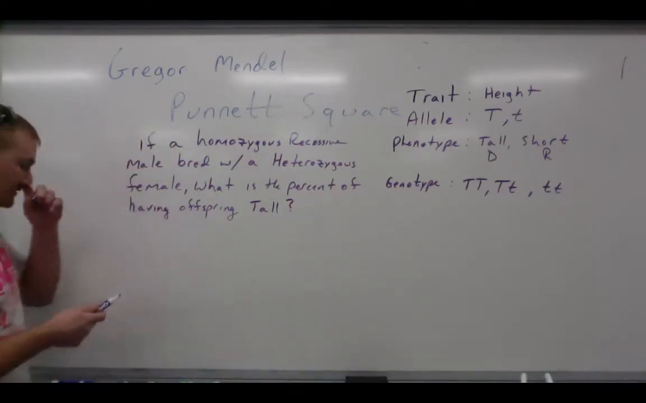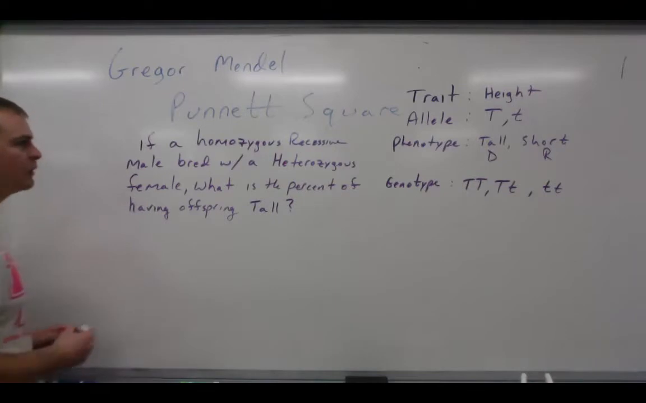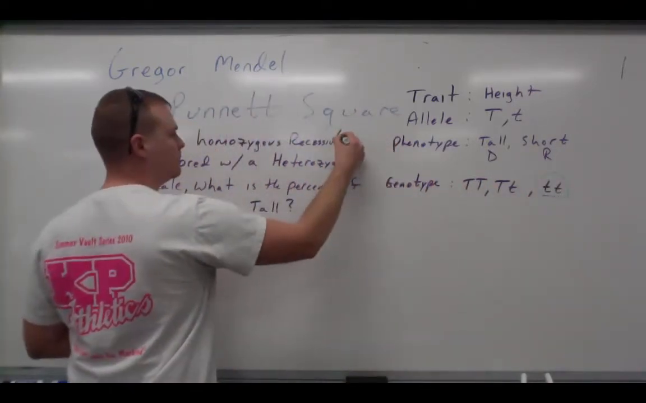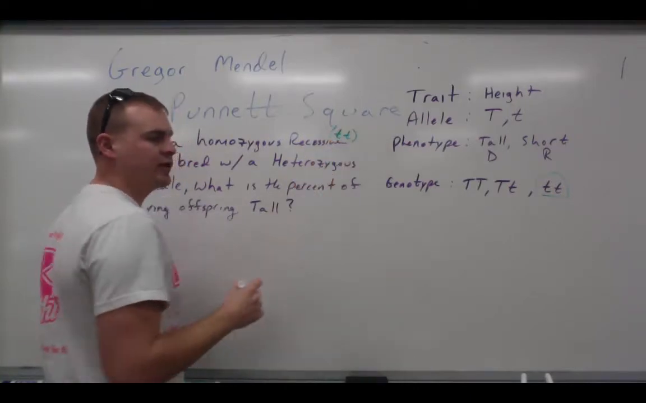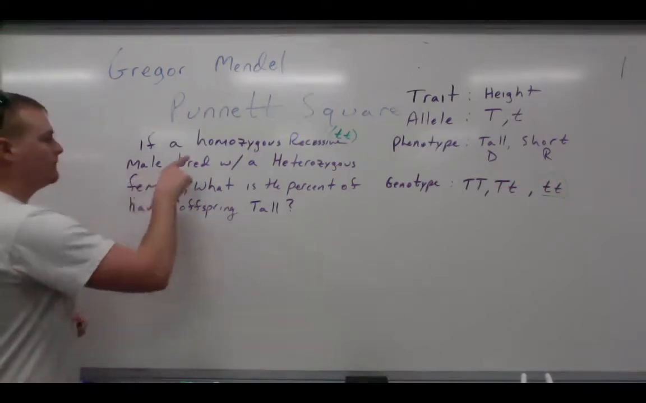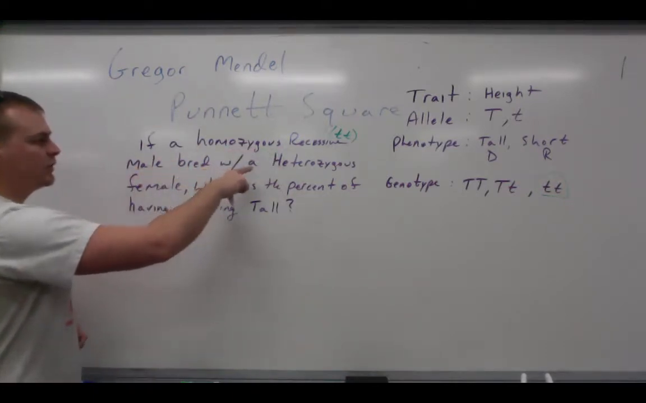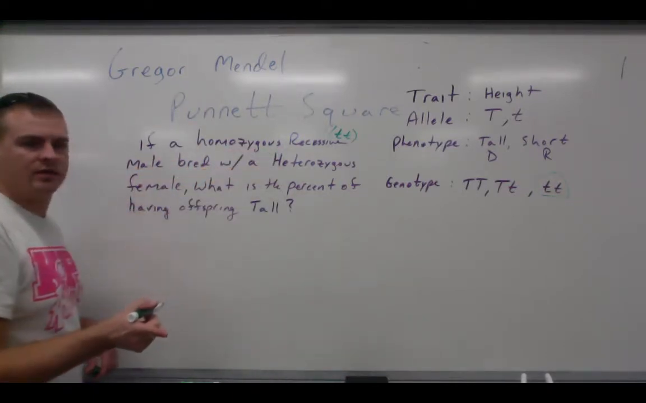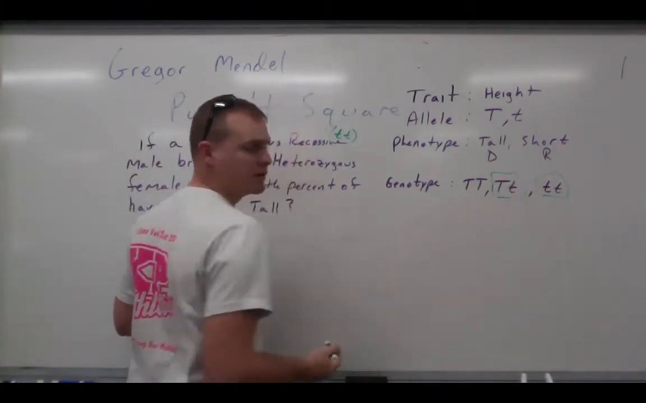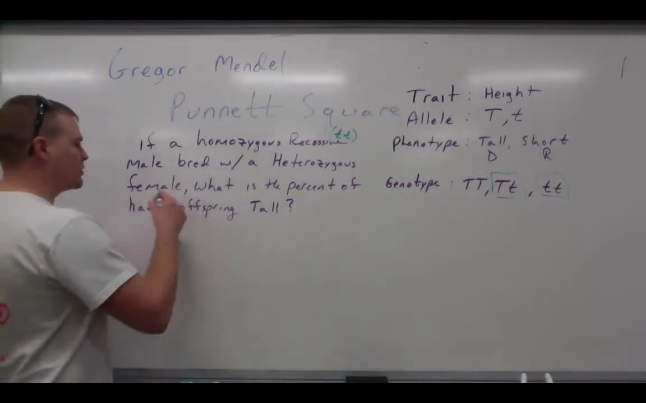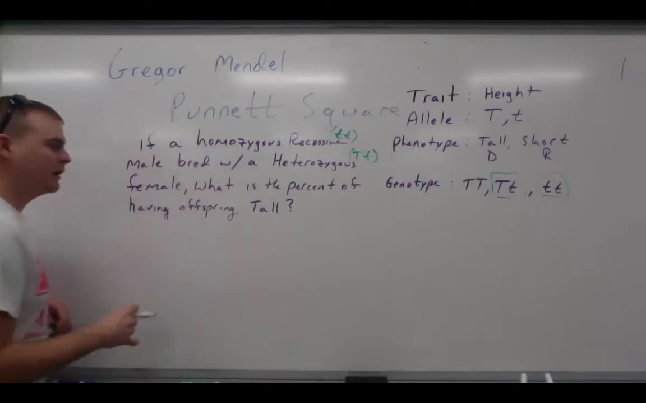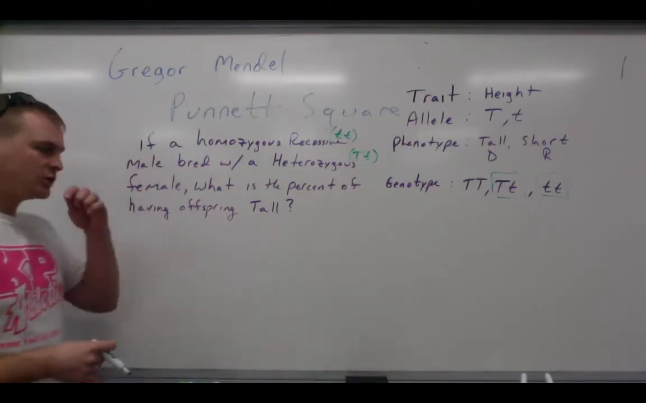If a homozygous recessive, so what's that? Homozygous recessive is little t, little t. So is that a tall person or a short person? Short person, good. Okay, so a homozygous recessive male breeds with a heterozygous female. What's heterozygous mean? Well, there's only one option here. Is heterozygous tall in this case? Yeah, it is. So we have a heterozygous female. And then we want to know what's the percentage of having a tall offspring.